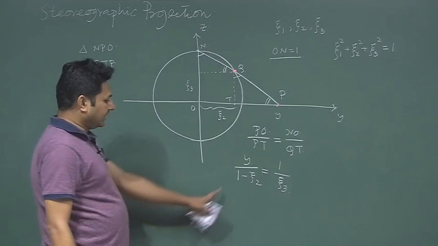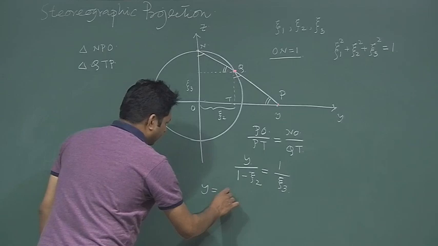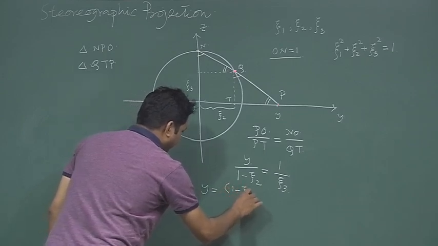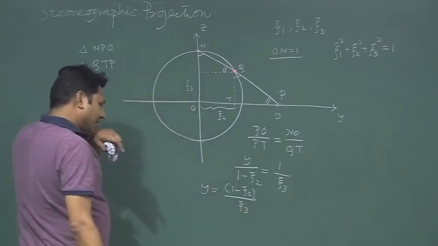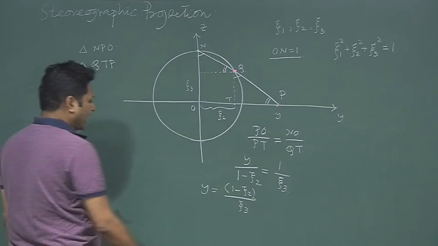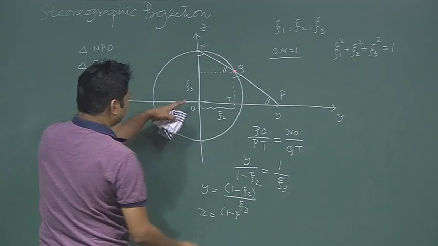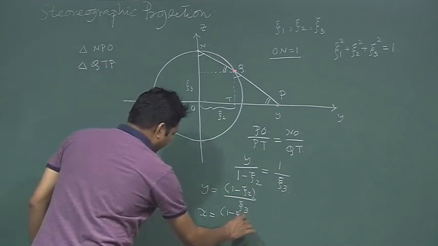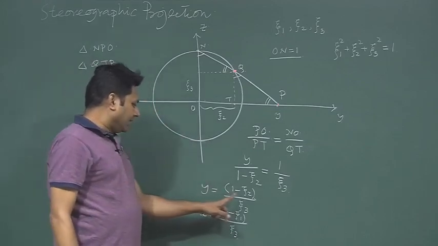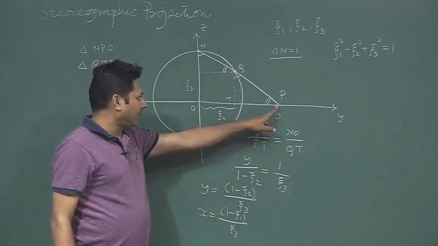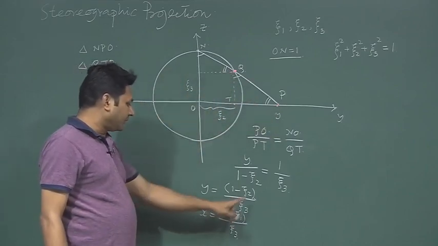So if this is the case, then I can have y is equal to 1 minus xi 2, y xi 3. In a similar way, if I do that for x, I will have x is equal to 1 minus xi 2, where it will be xi 1 by xi 3 and so on. The point is that if I have one point here, I can find out what is the value of this in terms of other coordinates.